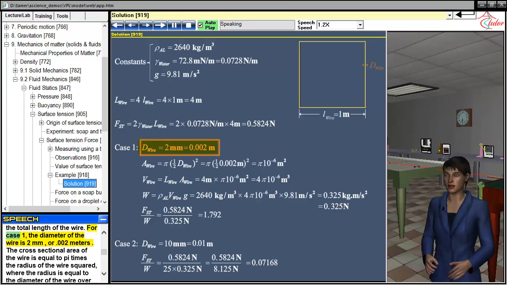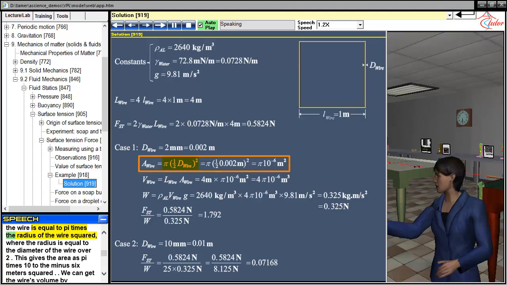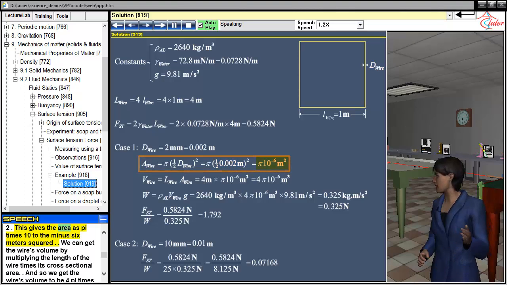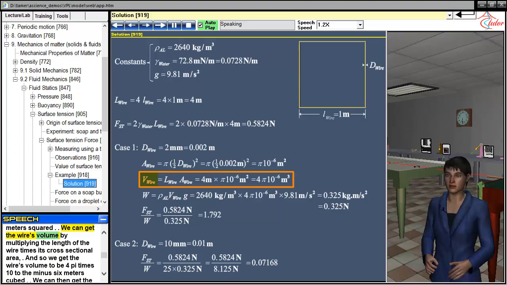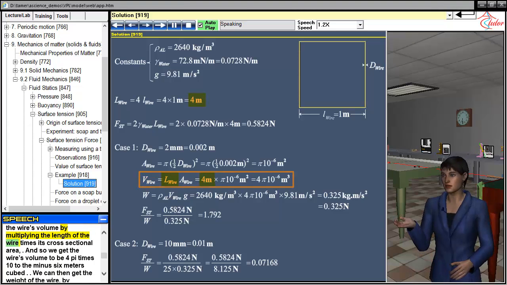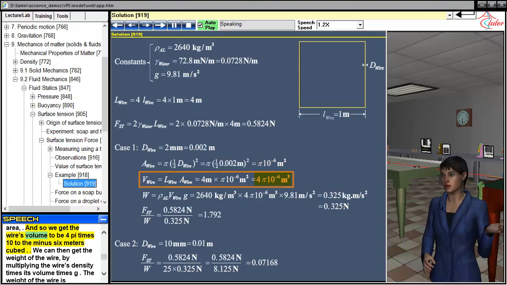For case 1, the diameter of the wire is 2 mm, or 0.002 meters. The cross-sectional area of the wire is equal to pi times the radius of the wire squared, where the radius is equal to the diameter of the wire over 2. This gives the area as pi times 10 to the minus 6 meters squared. We can get the wire's volume by multiplying the length of the wire times its cross-sectional area. And so we get the wire's volume to be 4 pi times 10 to the minus 6 meters cubed.